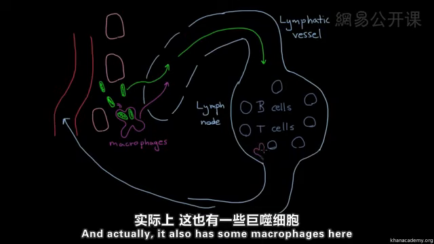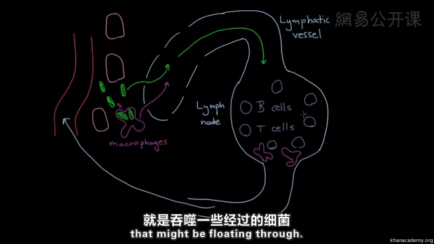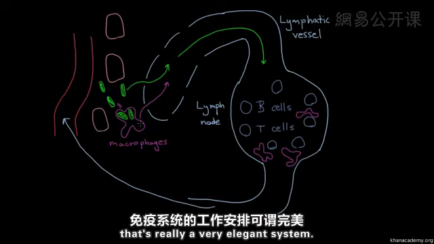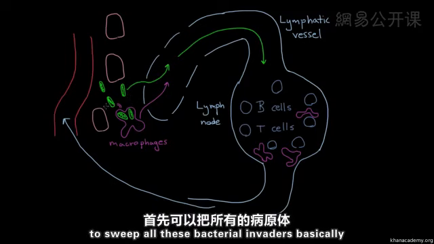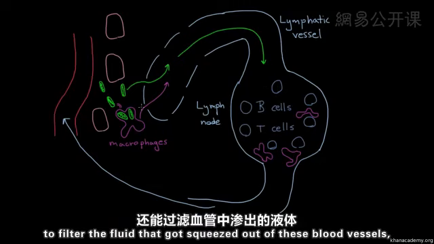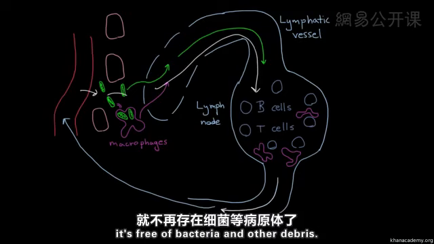And it also has some macrophages here that are going to help gobble up some of the bacteria that might be floating through. And so in sum, I think we're left with something that's really a very elegant system. What happens is we've developed a way to sweep all these bacterial invaders basically to the nearest police station. And at the same time, we've developed a system to filter the fluid that got squeezed out of these blood vessels, to filter it as it passes through here, so that by the time it gets to the end, it's free of bacteria and other debris.